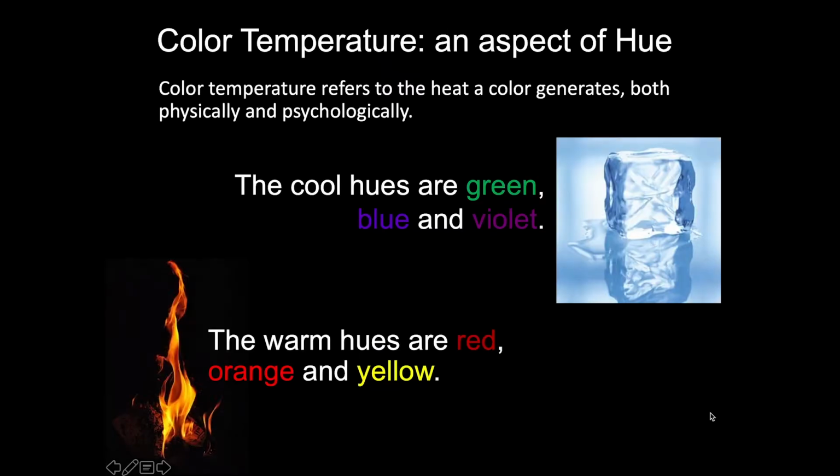A color's temperature is an aspect of its hue. Color temperature refers to the heat of a color, both in a metaphorical sense, its physical heat, and also the psychological heat that it gives off. So cool colors are the colors of physical objects that we think of as being cool, like ice and water. Warm hues are the reds, the oranges, the yellows, the colors of flame and glowing stove elements and so forth.